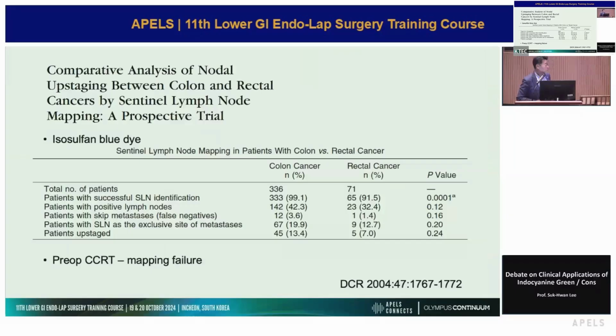Unfortunately, preoperative CCRT makes the mapping failure rate very high. So for the advanced rectal cancer patient, we usually give the preoperative CCRT. So for the irradiated rectal cancer patient, the value of lymphatic mapping is questionable, I think.